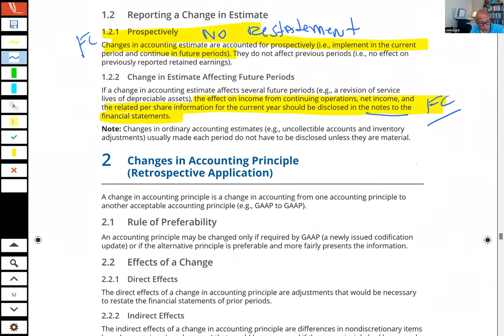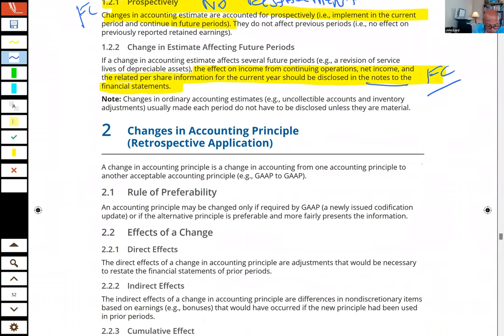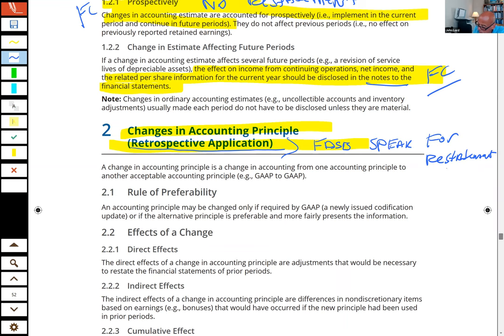Okay, good. Now, change in accounting principle. And they use a very irritating, nerdy term here called retrospective application. Retrospective application is FASB speak for restatement. Restatement. But don't call it that.